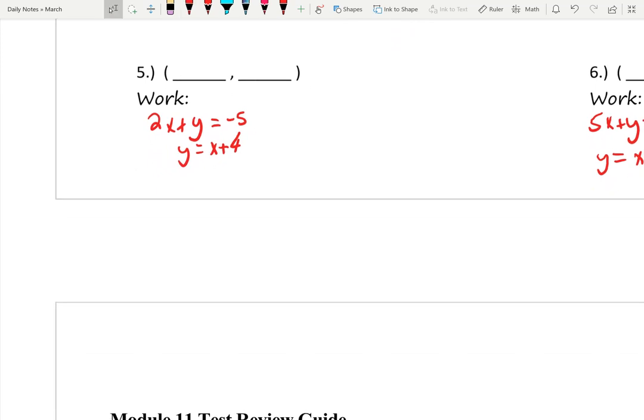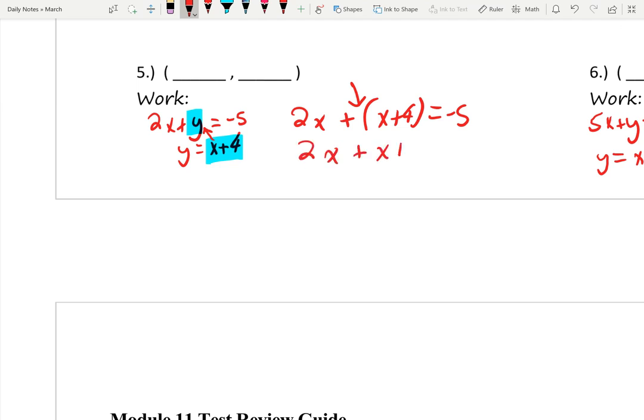Number 5, again, pretty much the same problem. We have y is equal to x plus 4, so we're going to plug that in to y for that equation. So the equation is going to be 2x plus x plus 4 equal to negative 5. Because remember, it used to be y here, but I've taken the y out and plugged in x plus 4. Same as before, there is no number in front of this parentheses, so there's nothing to distribute, so I'll just take the parentheses off, to make it easier to visualize the problem.